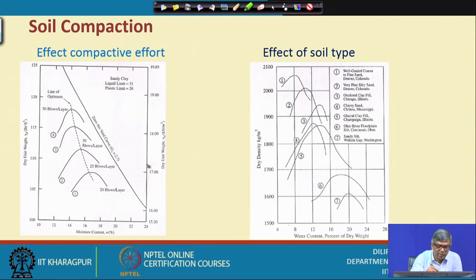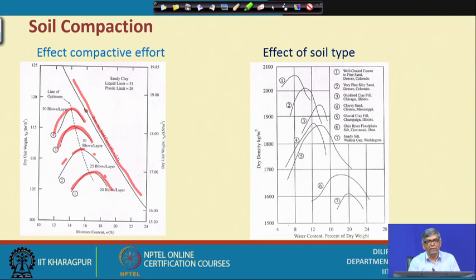You can see in this figure, the zero air voids line is shown here, and I have the same soil with 20 blows applied, and this is the graph obtained. When I increased the blows to 25, I got another curve here. When I used 30 blows, I got another curve here. When I used 50 blows, I got another curve here.